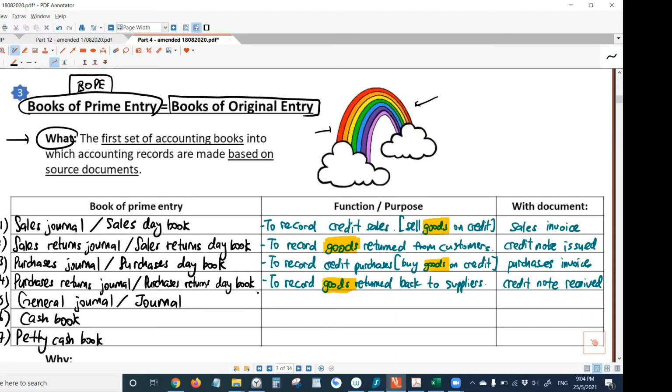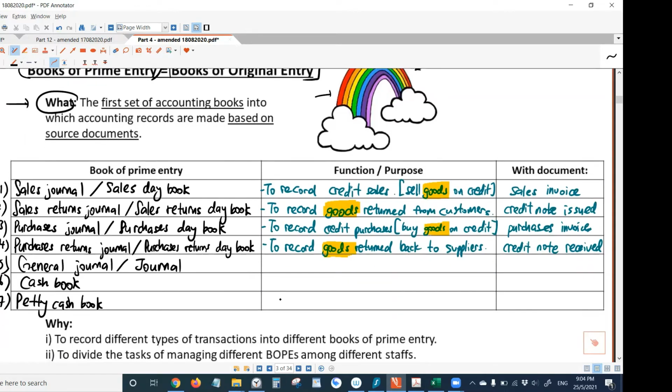Okay, the fifth one, don't look at it first. Look at number 6. Cash book. Okay, write down: cash book is the combination of cash account and bank account.